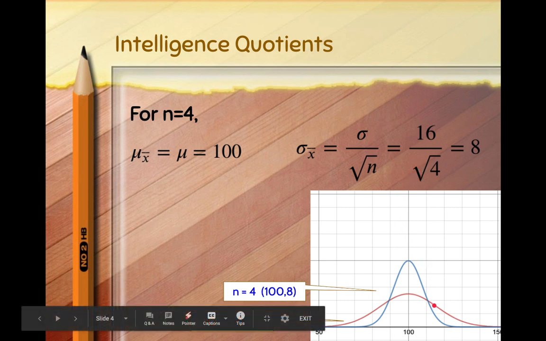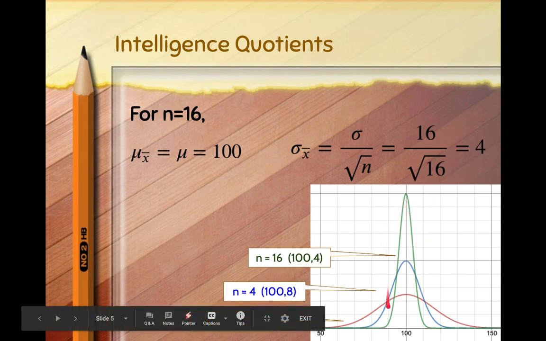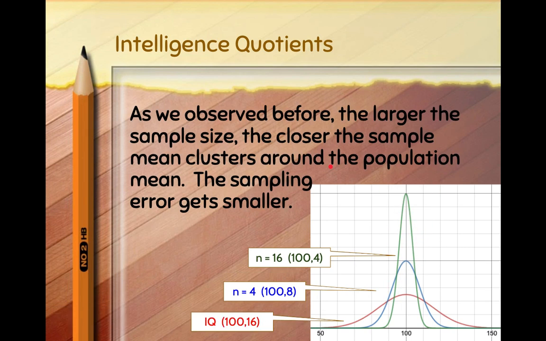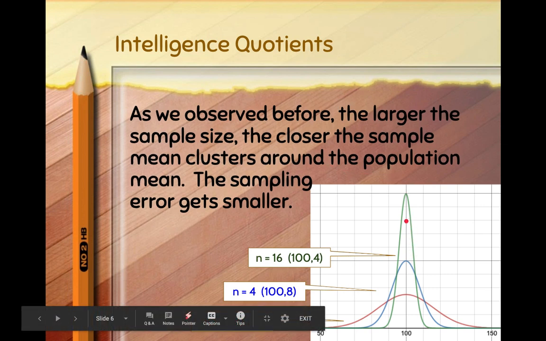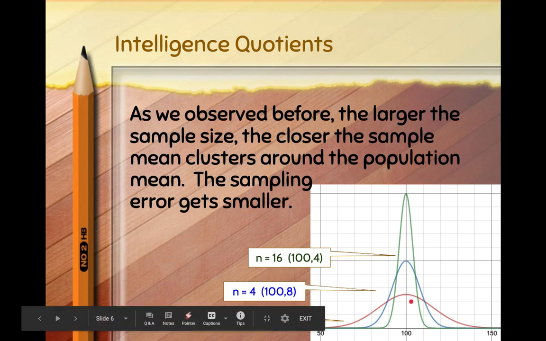And we look down here. Here is the actual curve for my IQs. This is my curve of my samples of size 4. And if we plug in samples of size 16, we get this green one here. And you notice on all of these, well, the mean is always the same because we're saying the mean is the mean, right? But the curves are getting closer, clustering closer and closer together.